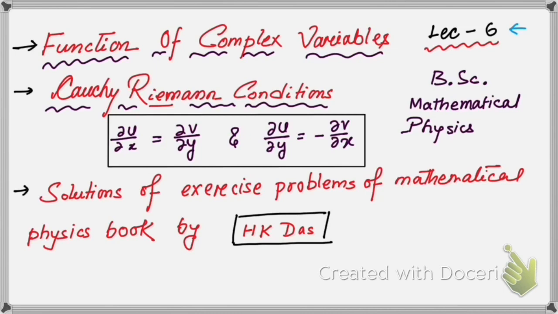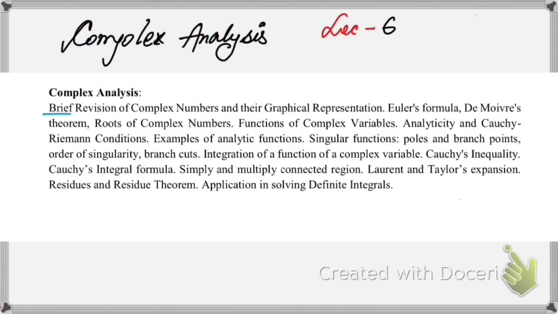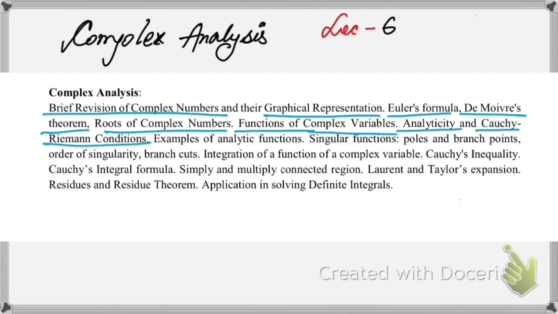Today our topics of discussion are function of complex variable and Cauchy Riemann conditions, and solutions of exercise problems of mathematical physics books by H.K. Das. You already discussed complex numbers, graphical representation, Euler's formula, De Moivre's theorem, and roots of complex numbers in the last 5 video lectures. Links are given in the description box. Today we're going to discuss functions of complex variables, analyticity and Cauchy Riemann conditions, and also I'm going to show you how to solve problems based on this topic.